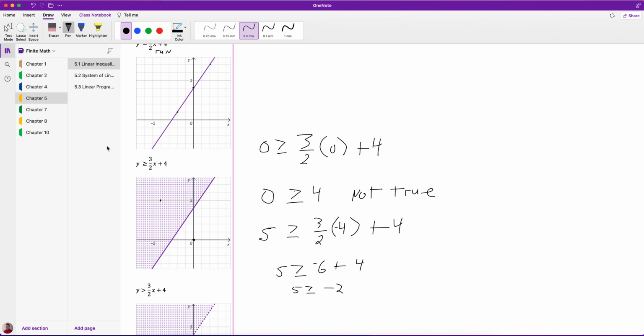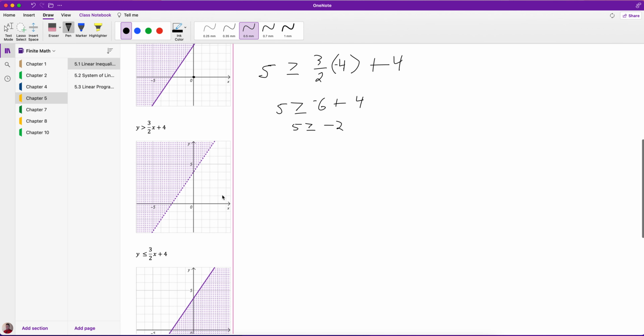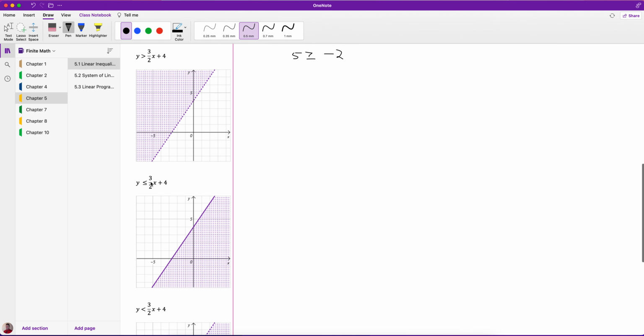And so another one, 3/2 x plus 4, but notice this is greater than. And so in this case, I have a dashed line because it is not equal, which means I cannot use points on the line, but I can use any points to the left or above, however you want to look at it. The reason I know is because it's still the same inequality, so you can still do the same test method. Here, same line, greater than or equal to, but it's colored this way.